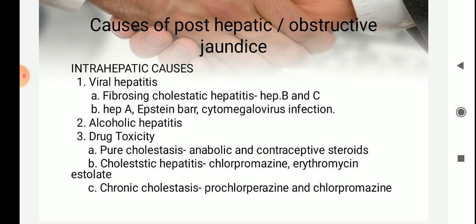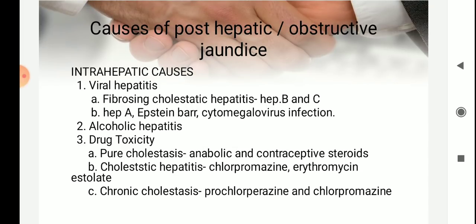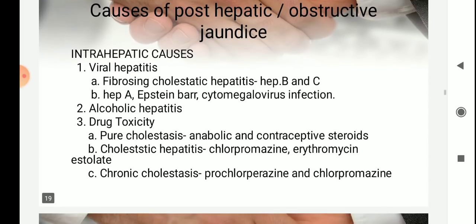Causes of this obstructive jaundice: intrahepatic causes, viral hepatitis, fibrosing cholestatic hepatitis, hepatitis B or C, and hepatitis A, the Epstein-Barr virus, cytomegalovirus infections, alcoholic hepatitis, drug toxicity. So when there is cholestasis, so cholestatic hepatitis due to various drugs, then there could be chronic cholestasis due to chlorpromazine. The psychiatric wards can exhibit these patients.